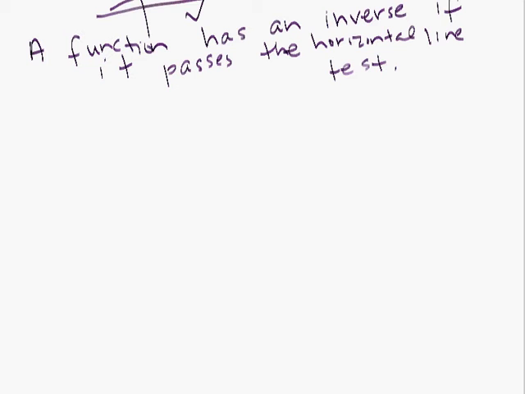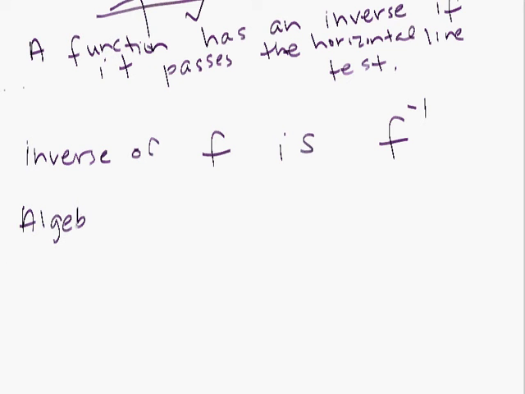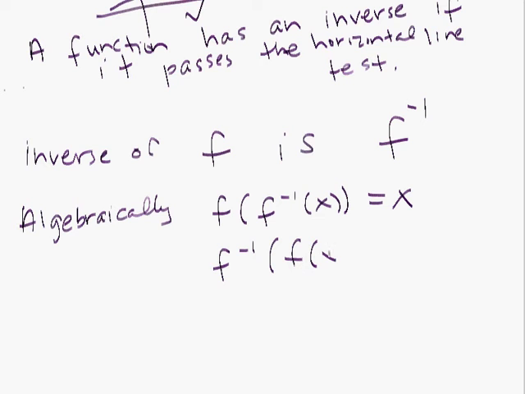Now, we denote the inverse of the function f as f to the minus 1. In real numbers, when you put a minus 1, it means 1 over. And when you multiply a number times 1 over that number, you get 1, which is the identity. We're going to use this notation now to mean the thing that when we compose it with, we get back to the identity. So algebraically, we know that f of f inverse of x has to be equal to x, and f inverse of f of x also has to be equal to x.